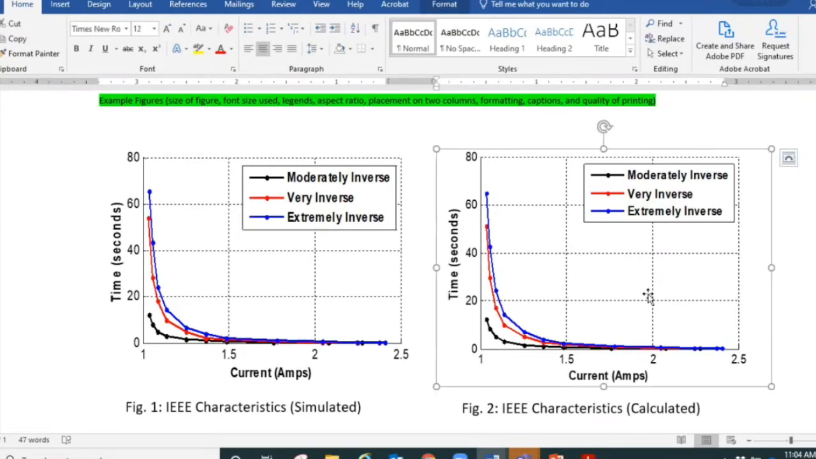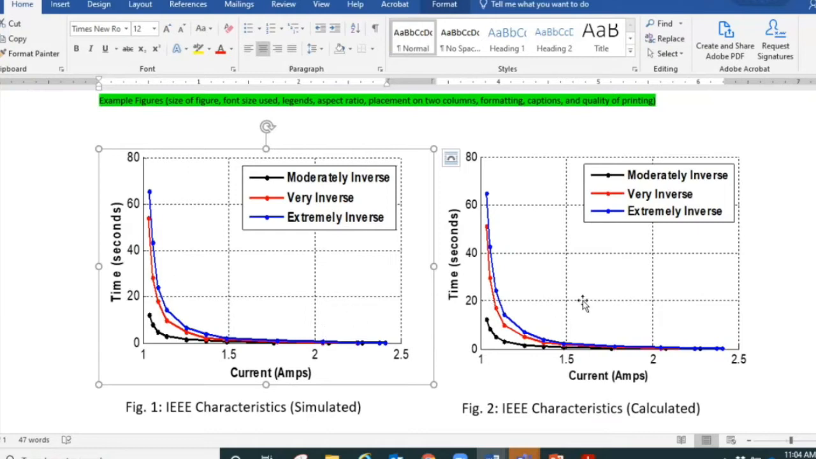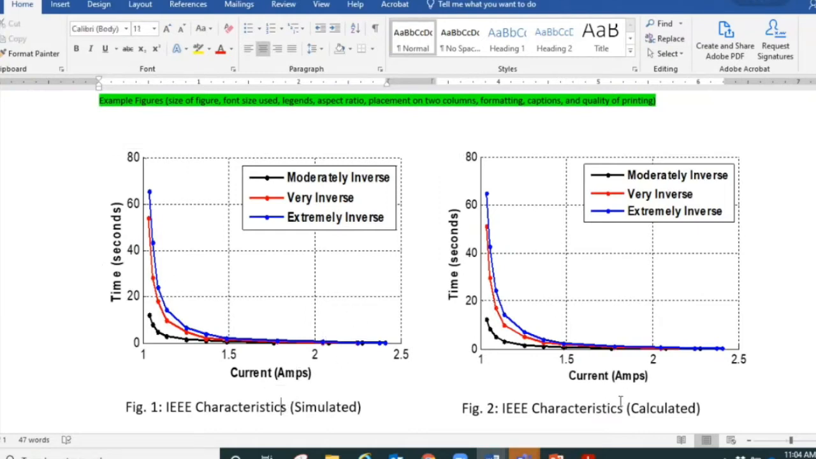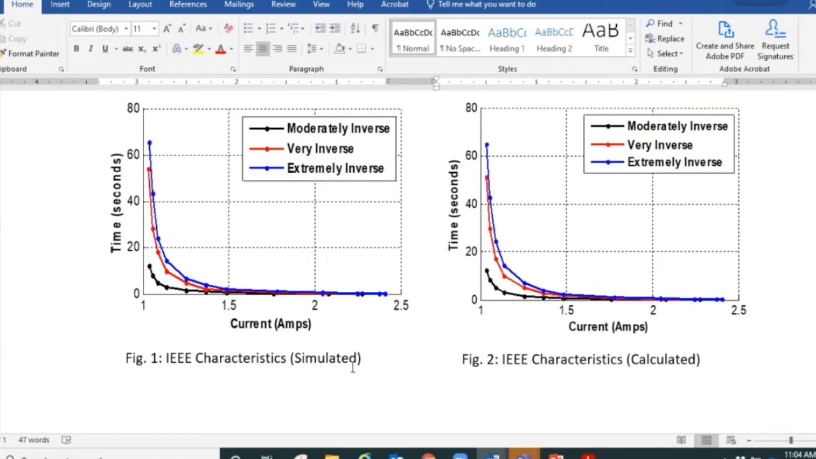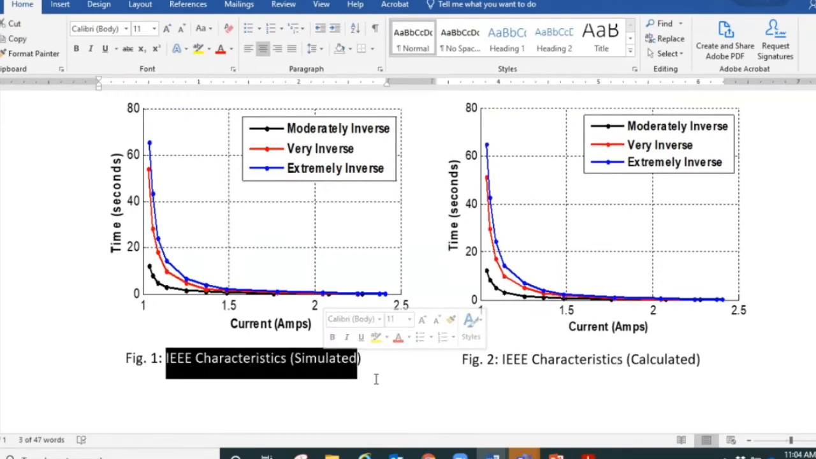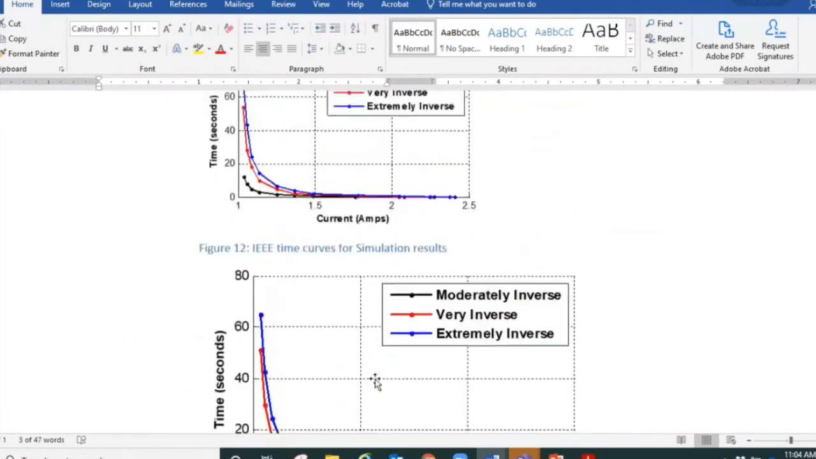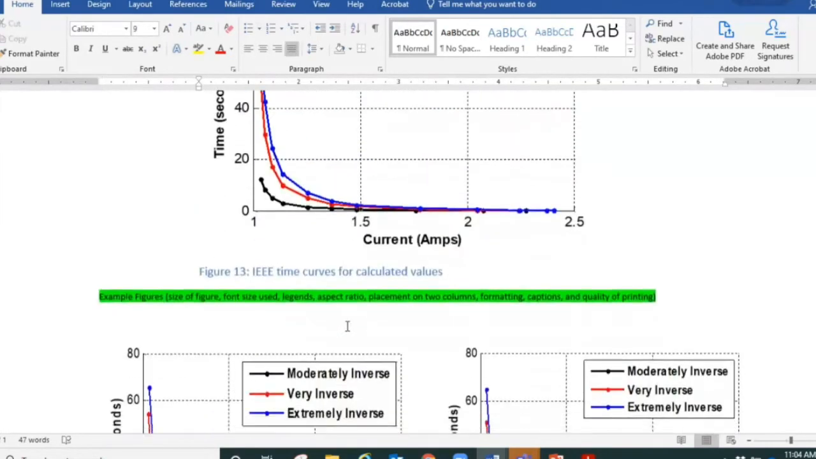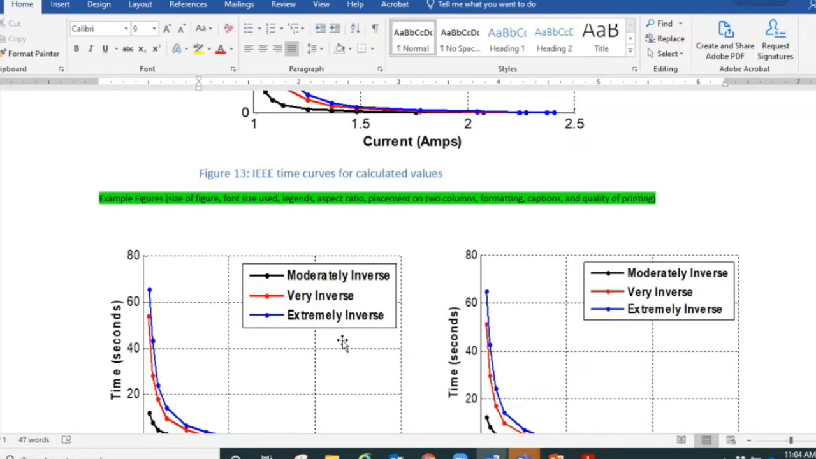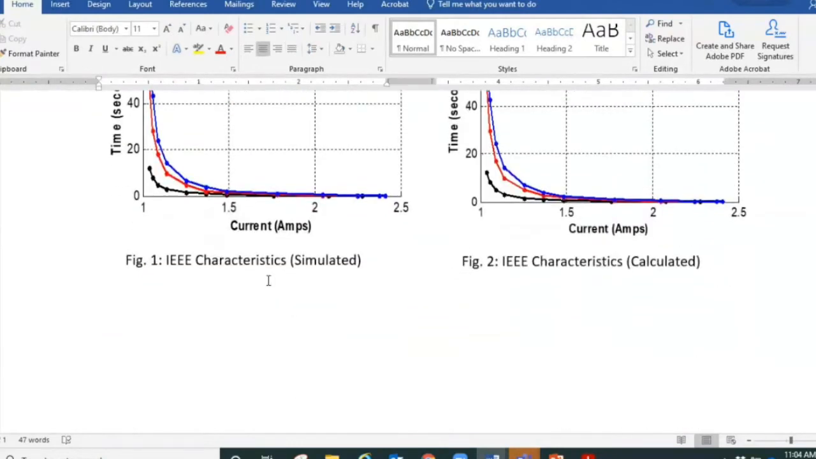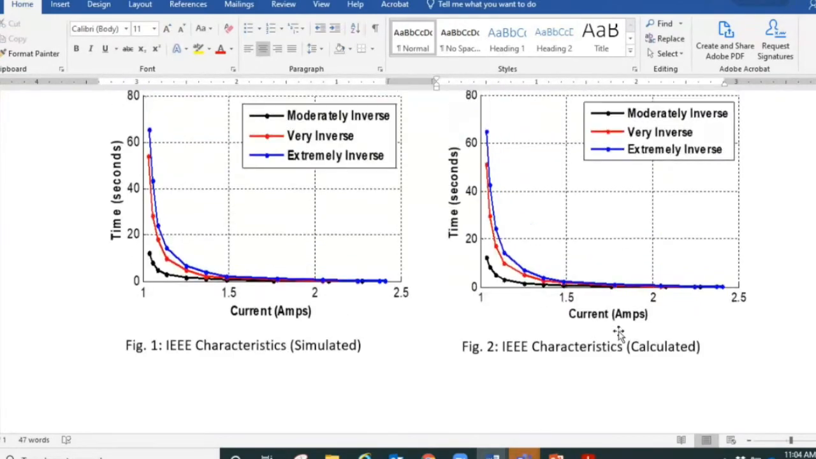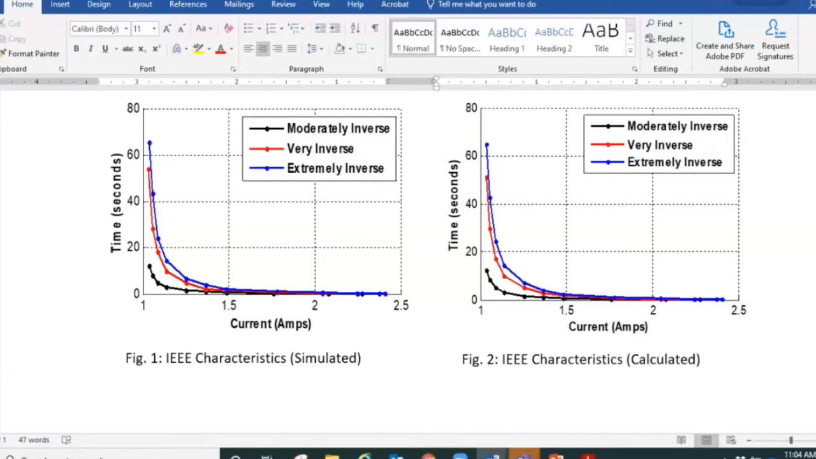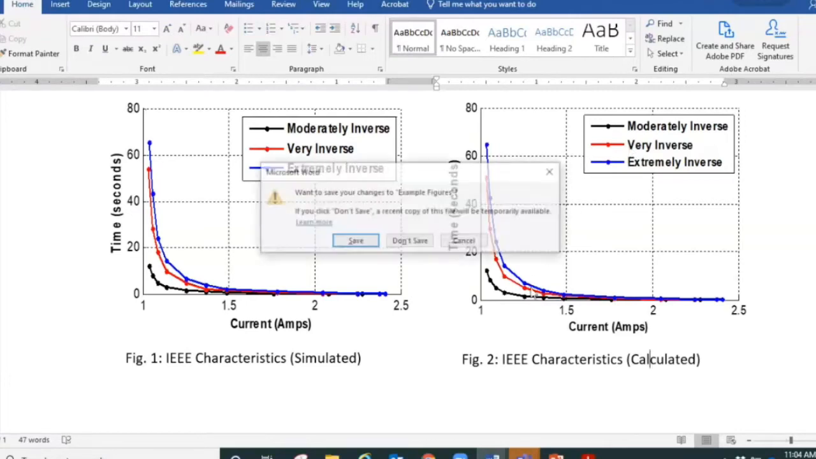That reduces the length of the report. And if you put them, they should come like that. And the thing that I was telling you, that captions cannot be the same. So what I did, I put graphs for simulation results and for calculated values. I'm not using the same caption here. I'm saying IV characteristics simulated, IV characteristics calculated. They are caption certified. So that's what I wanted to show you.